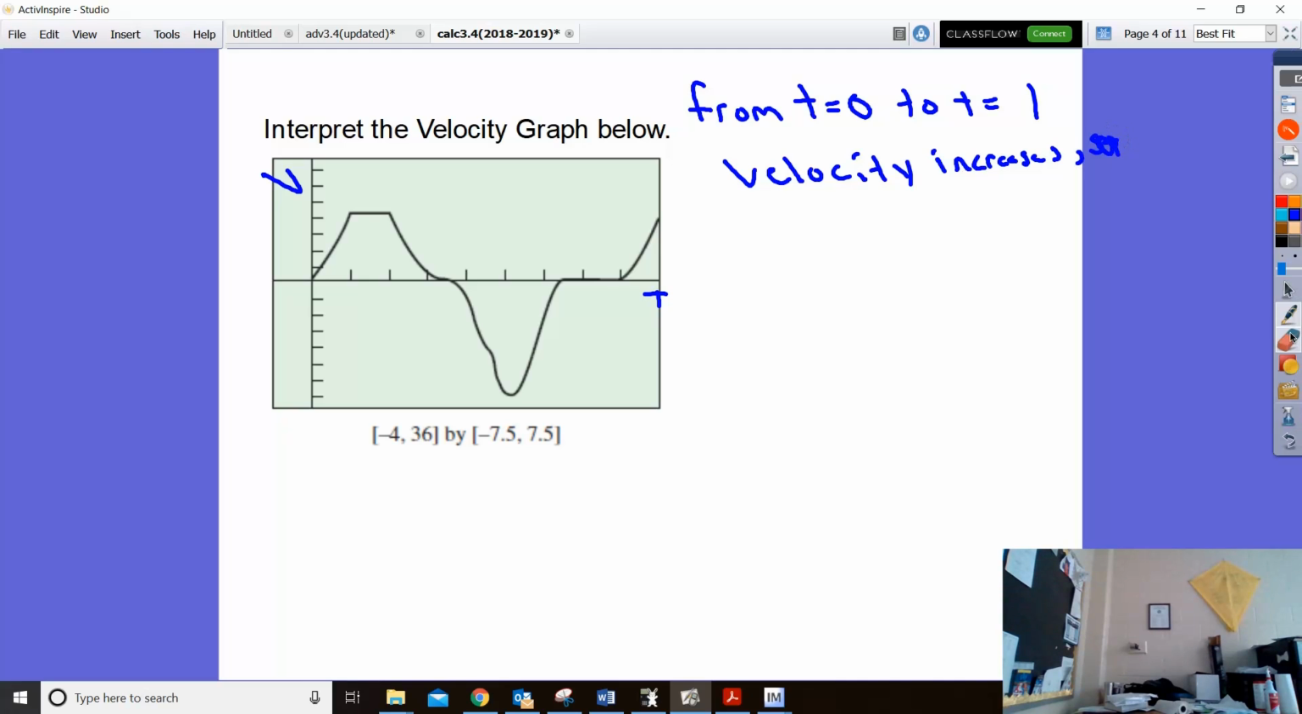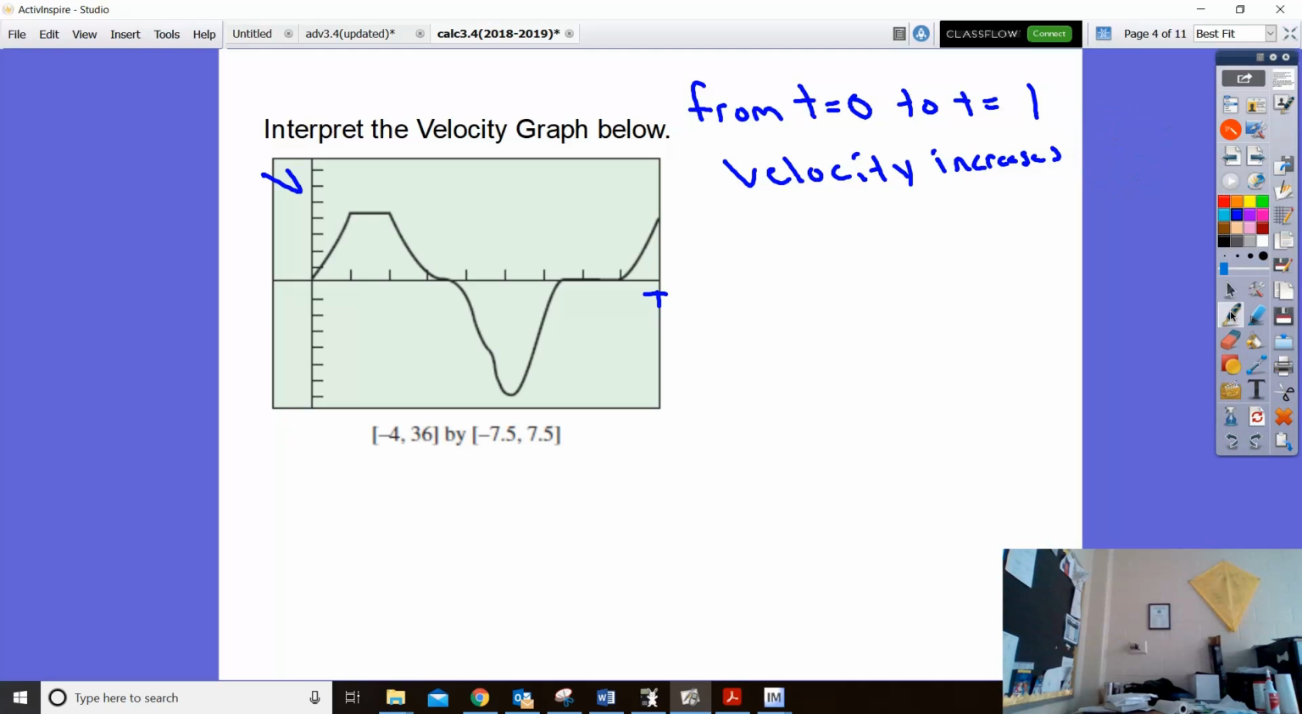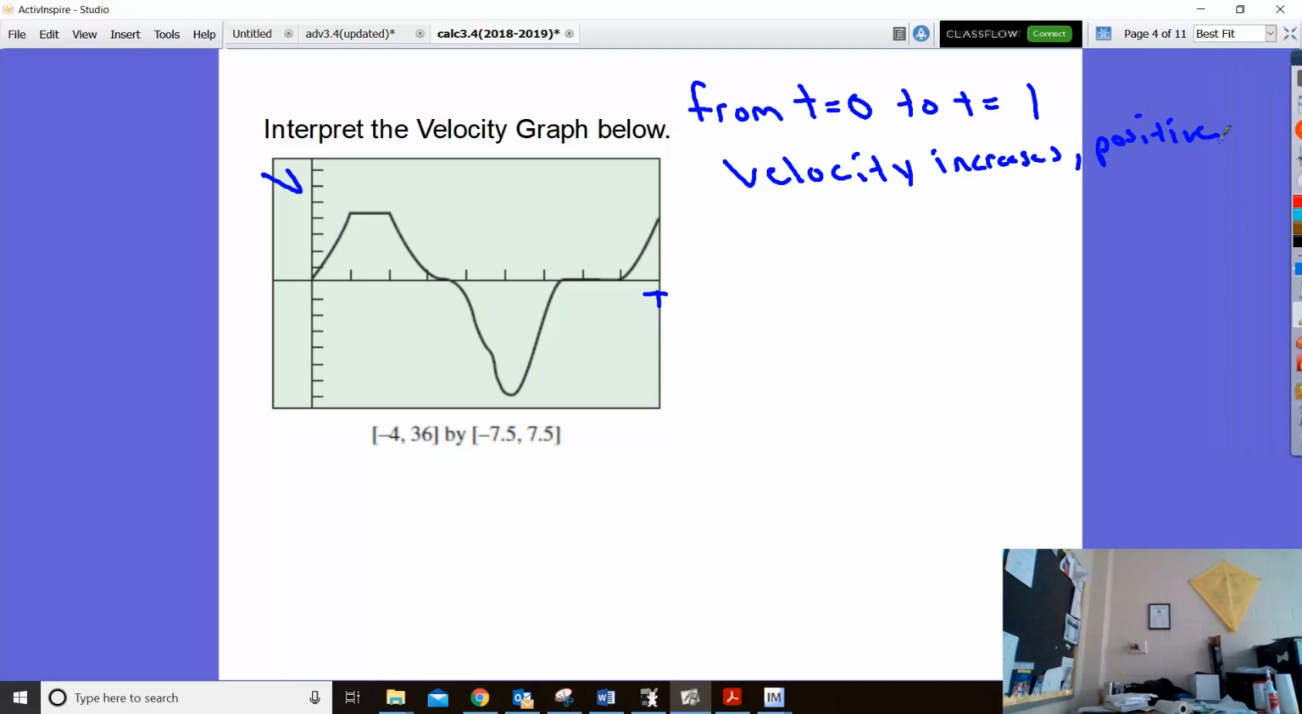Another big deal here. Positive. This is implying movement up or maybe movement right or something. Okay. It's positive because it's above the x-axis. It's a big deal.